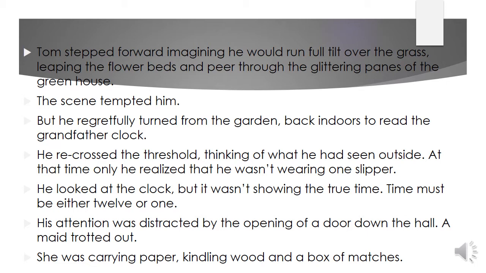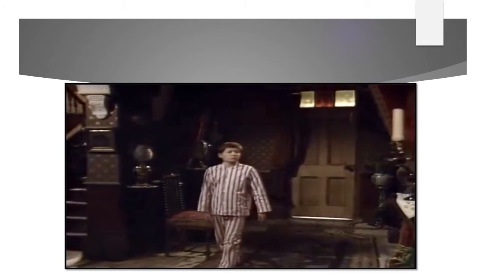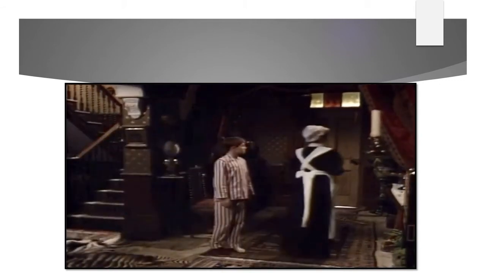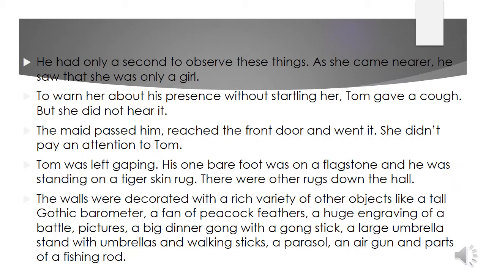His attention was distracted by the opening of a door down the hall. A maid trotted out. She was carrying paper, kindling wood, and a box of matches. He had only a second to observe these things. As she came nearer, he saw that she was only a girl. To warn her about his presence without startling her, Tom gave a cough. But she did not hear it. The maid passed him, reached the front door, and went in. She didn't pay any attention to Tom.